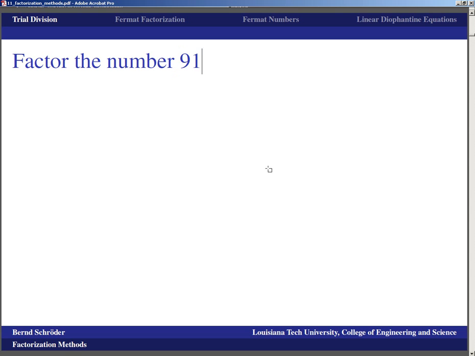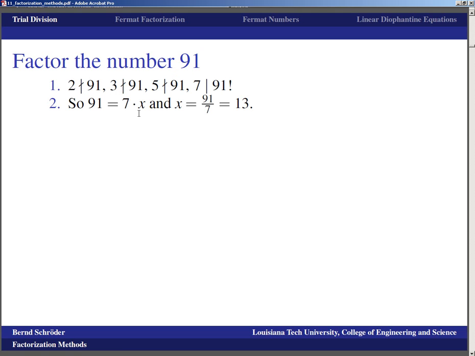How do you factor the number 91? Well, you just try all the prime numbers, right? 2 doesn't divide 91, 3 doesn't divide 91, 5 doesn't divide 91, 7 does divide 91. So that means that 91 is 7 times x, and x is 91 divided by 7. That takes a minute. But the result is 13.